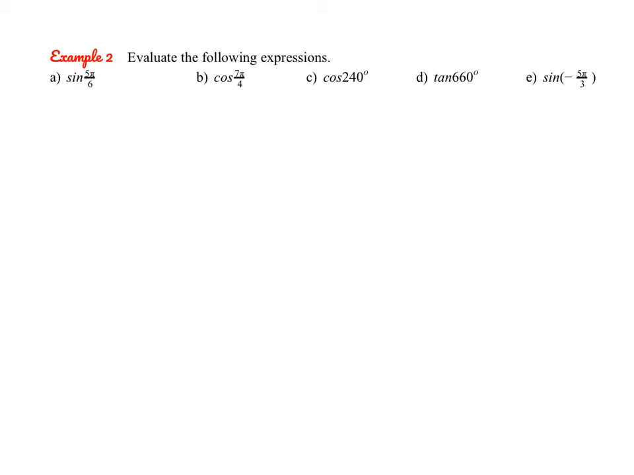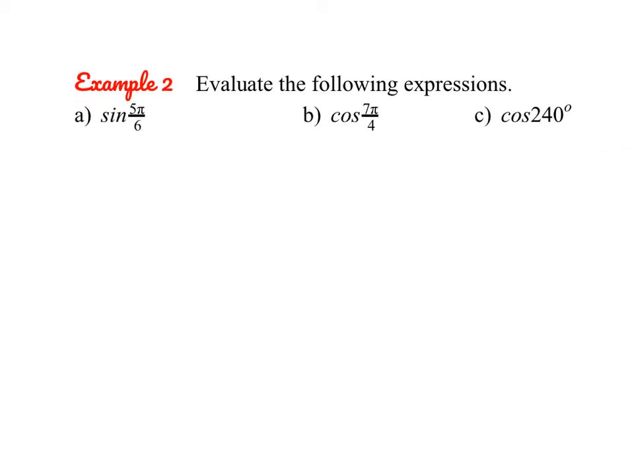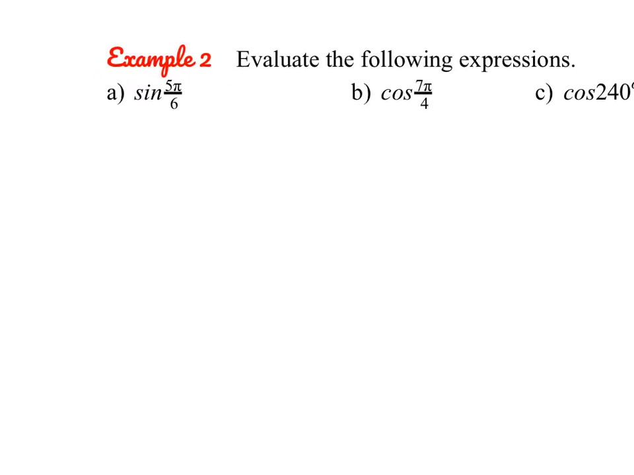All right, so we're going to try these 5 problems together. So we're going to evaluate the following expressions. So first, we have sine of 5 pi over 6. Remember, step 1 is to sketch a picture. So 5 pi over 6, it's almost 6 pi over 6, but it's short 1 slice, so it's back here in quadrant 2. So here's our angle. So we've sketched the terminal side of our angle.